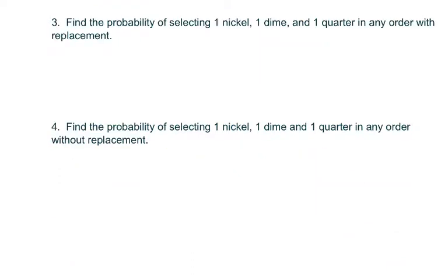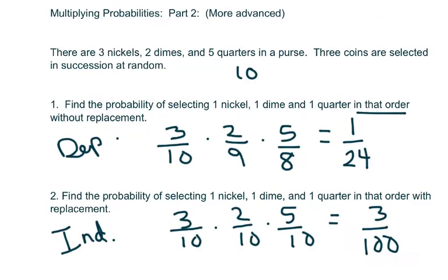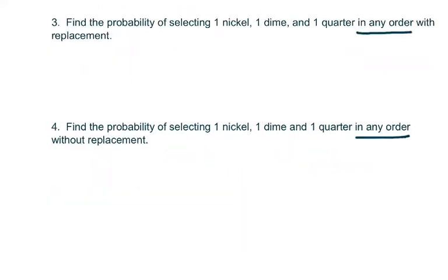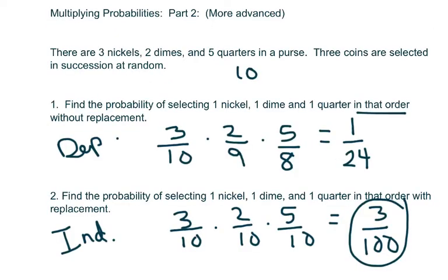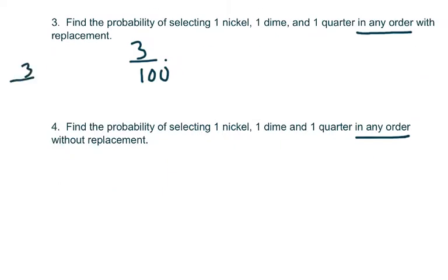Okay, now we're going to talk about when it says in any order. So basically, we already know what with replacement would be. If I go back, with replacement is 3 over 100. So we already did this. It's 3 over 10 times 2 over 10 times 5 over 10. So we got 3 over 100.